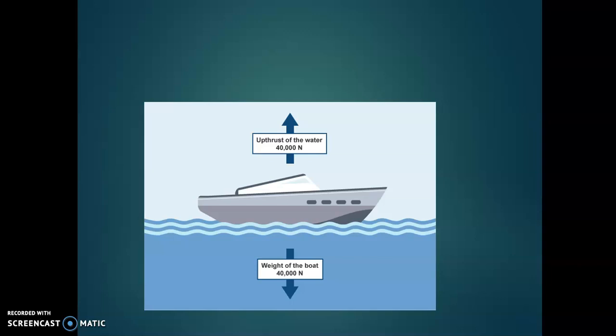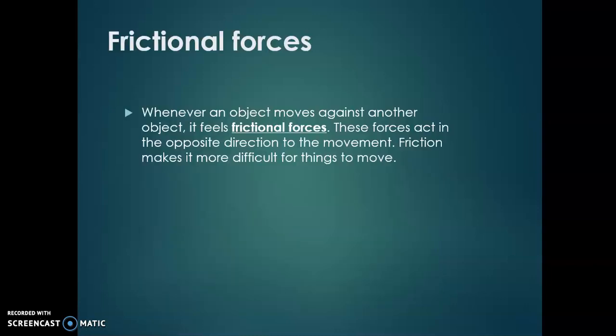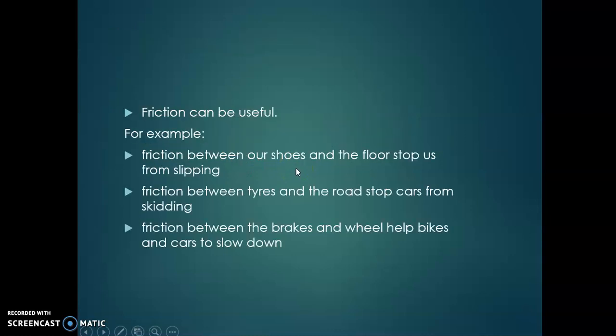This is the upthrust of the water, whereby the boat is balanced and also in an equilibrium state. Frictional force is when an object moves against another object and they feel frictional forces, which act in the opposite direction, making objects difficult to move. Friction can be useful. For example, friction between our shoes and the floor, friction between tires and the road, and friction between the brakes and wheel helps bikes and cars to slow down.